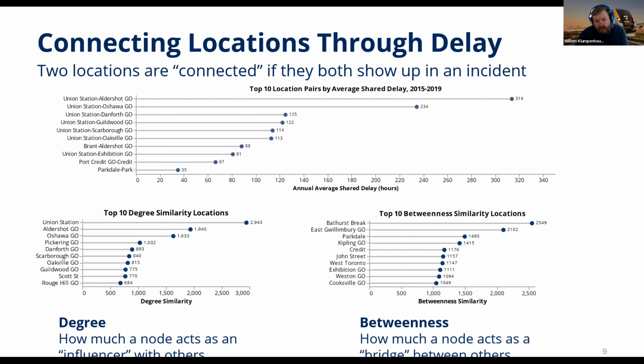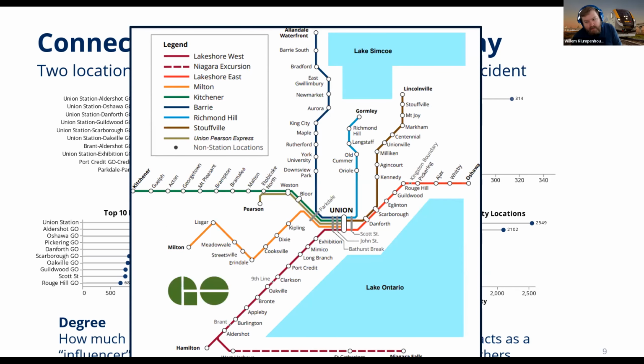And then we can also look at places that act as a bridge between others. So are there places where they tend to sort of connect delays from one side to the other? So they're kind of in the middle of things. That's called betweenness. Believe it or not. And so there you get locations that are not necessarily stations where you can see issues in between. You may have issues that sort of run along this Union Station corridor, and I'll just bring that map back up for you. So Bathurst Break was mentioned there, and you can see that's all around that Union Station rail corridor.